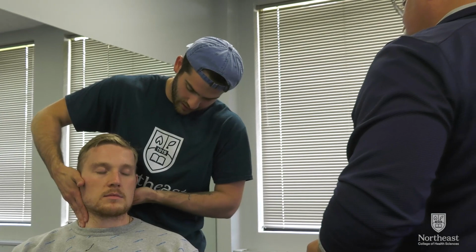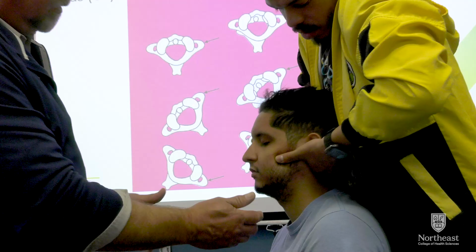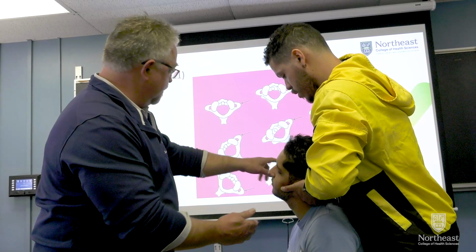So he would give a motion segment a listing, which was like a malposition of, say, a lumbar vertebrae. And that descriptive term could then be used by other chiropractors, no matter where they were located throughout the country, and identify exactly what sort of adjustment would respond best.